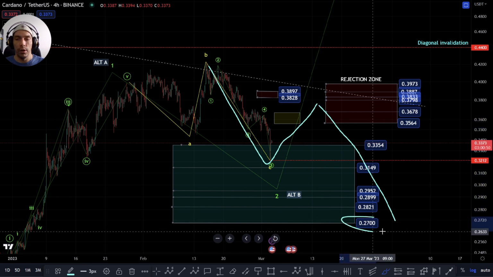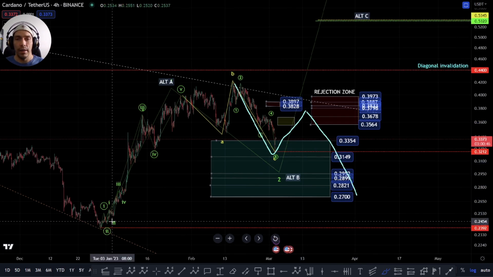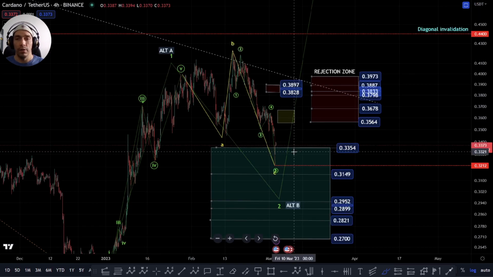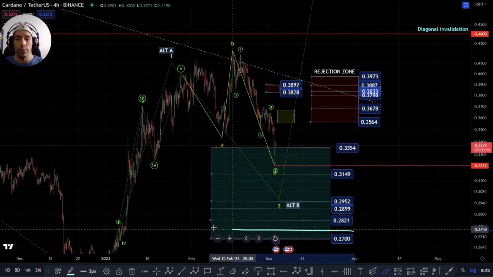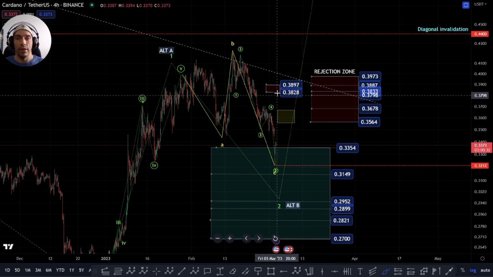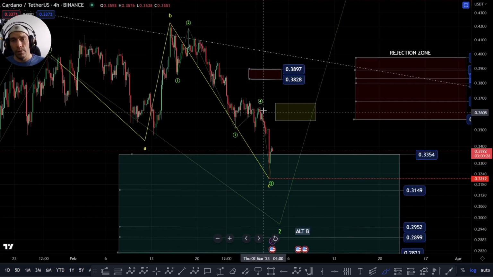Losing this 27 cent range would make it less likely that we're setting up for a 1-2 at least, because typically speaking, wave twos won't really go down to this. That'll be the sort of cutoff point that we're looking for as a wave two. So once we start to cross this 786, it becomes less likely that we're following that count. And like I said, we need to be a bit careful.